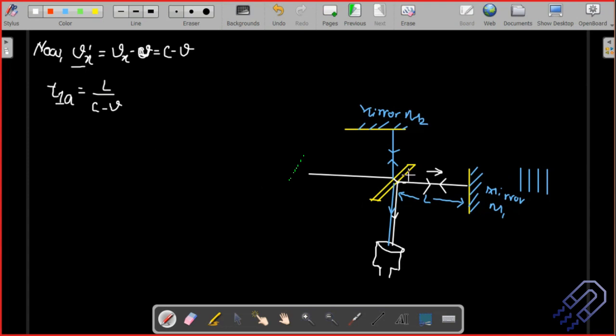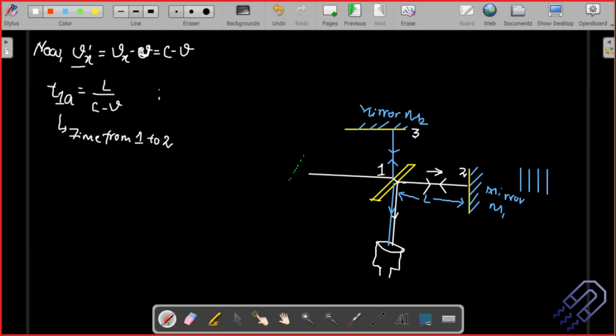So maybe I can just mark this as 1, mark this side as 2 and mark this side as 3. So that means the time, this is the time from 1 to 2.